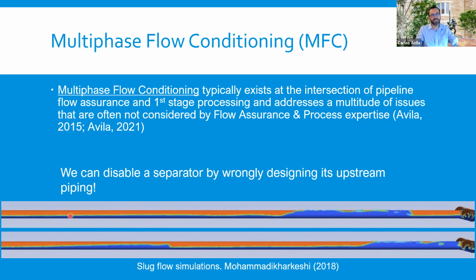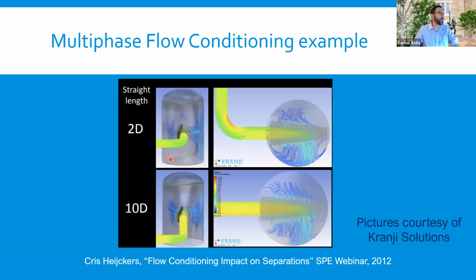So multiphase flow conditioning is trying to address some of those missing elements that perhaps we didn't look into in flow assurance, because flow assurance was looking at studies for long flow lines, and process is looking at separation. But that interface between both can, in some cases, also create some disruptions. And we can disable a separator by wrongly designing the upstream piping.